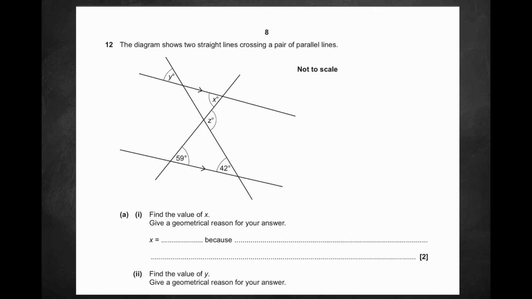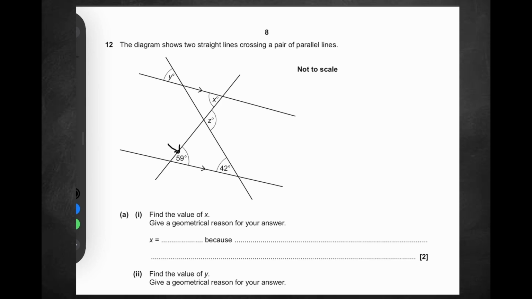Question 12. The diagram shows two straight lines crossing a pair of parallel lines. Part A I, find the value of x, give a geometrical reason for your answer. So, we know that x is going to be 59 degrees because this angle here is an alternate angle to this angle here, as they are on the same straight line, just the opposite sides of it. So we're going to say x is 59 degrees because alternate angles on a straight line are equal, as we know that these two here are parallel lines.